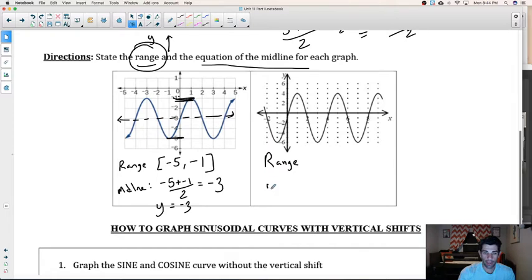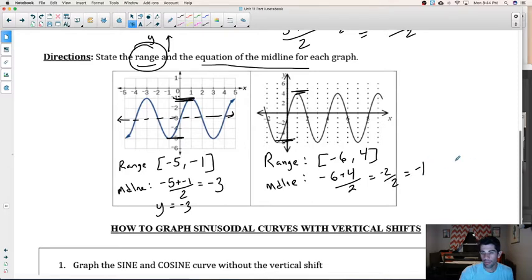Range and midline. So the highest point and lowest point. The lowest point here was -6. The highest point here was +4. To do the midline, I would take the max and the min, add them up, divide by 2, and that's going to give me -1. So the midline is here at y equals -1. All right.